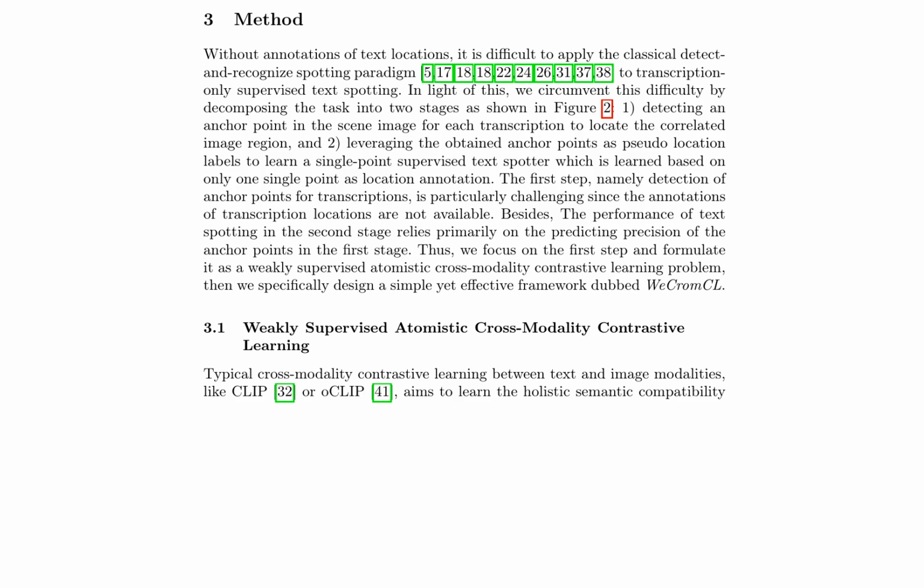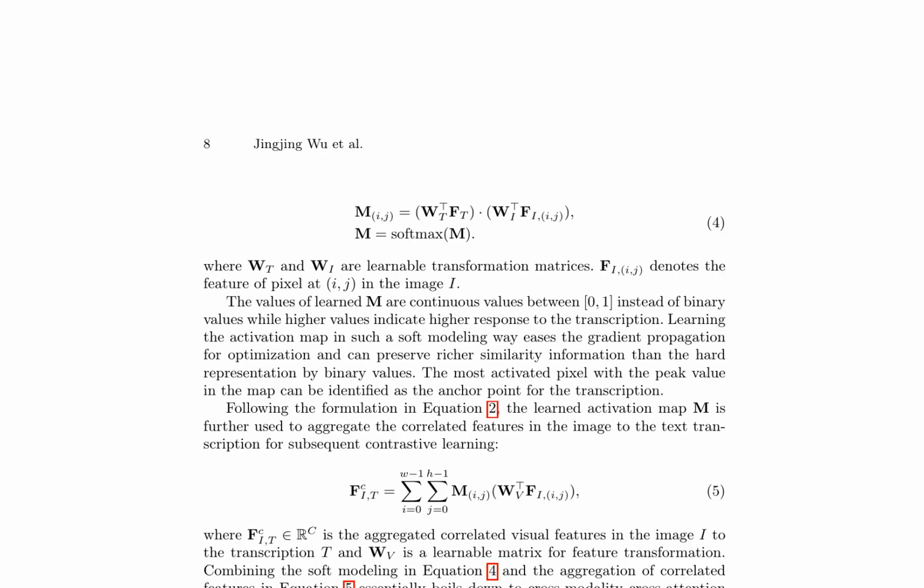The proposed model employs an image encoder and a text encoder to learn latent embeddings for the input image and text transcription. The architecture of WeCromCL is shown in Figure 2, where the image feature and text feature are extracted and then fed into a cross-modality cross-attention module to predict the activation map M and the correlation C. The obtained anchor points are used as pseudo-location labels for optimizing the text spotter in the second stage.